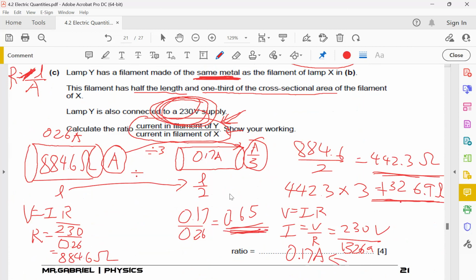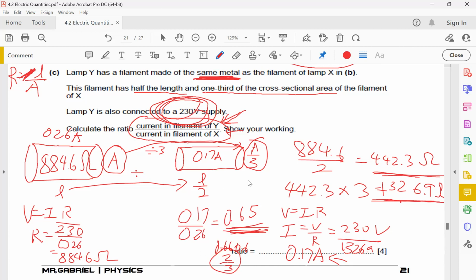But if you did 3 significant figures and 3 significant figures, you'll get 0.66666, which is the same as 2 over 3. So if you got somewhere around here, it's okay already. The working is more important than the final answer, guys. Your ratio should be 0.66, around there, 0.66.